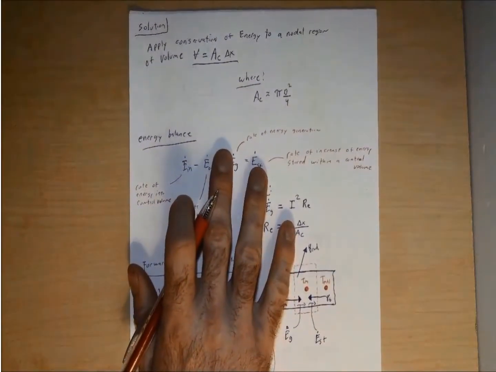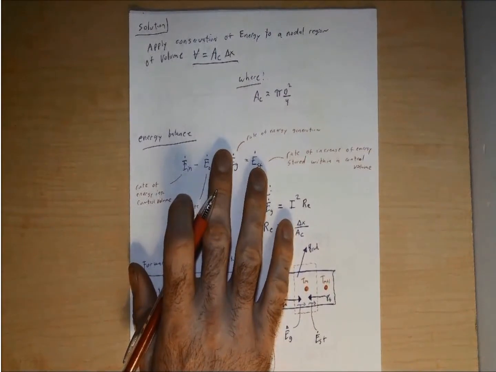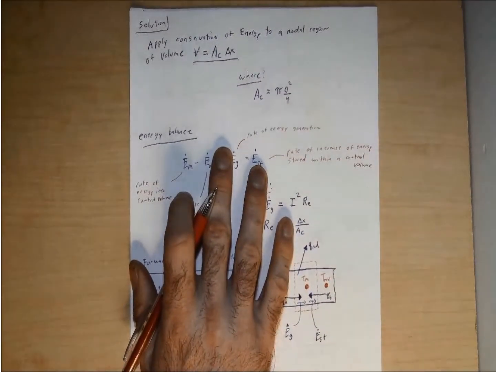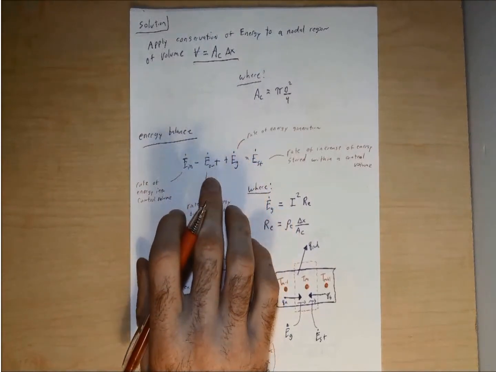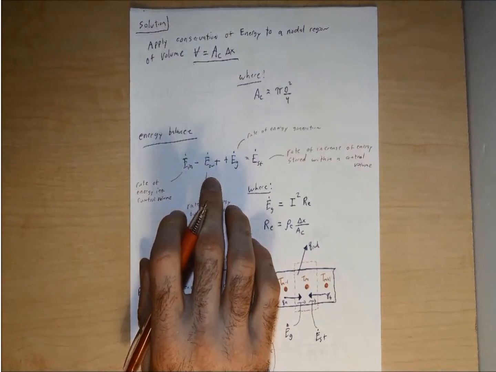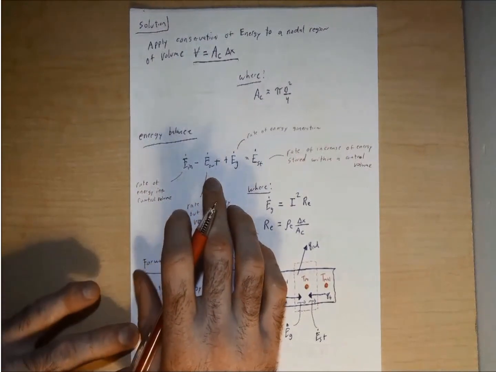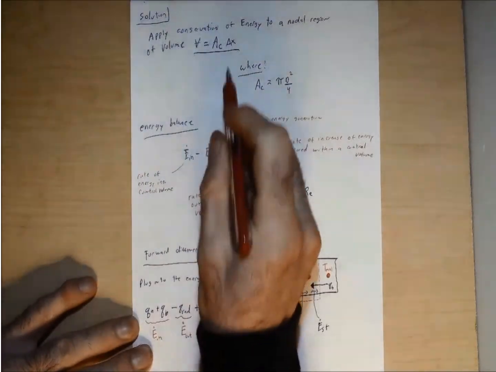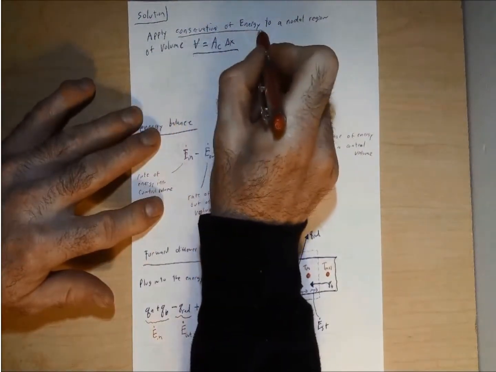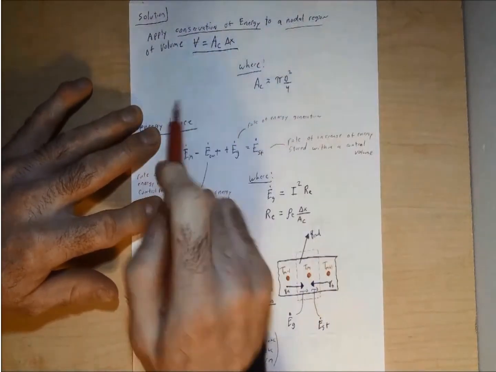So now that we've had the time to write out our first format page with all of our given variables, our simplified schematic diagram, and what we're looking for along with our assumptions, the next step is to think about our solution. So for our solution for this particular problem, the first thing we want to do is apply the conservation of energy to a nodal region of a volume.